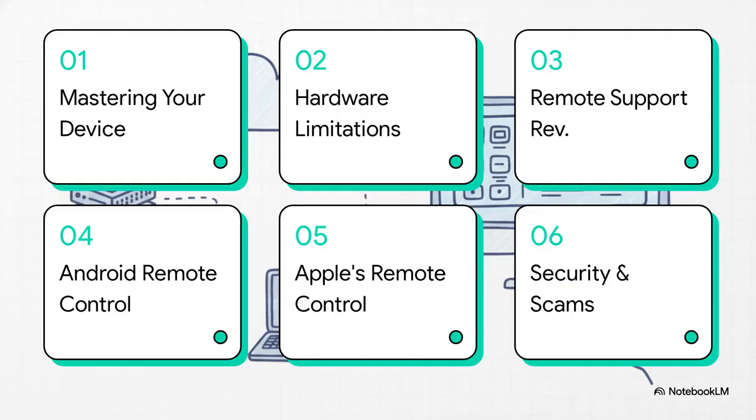All right, let's dive into the agenda for today's explainer. We're going on a bit of a micro to macro journey. We'll start with 1, mastering your own device, and 2, navigating hardware limitations. Then we scale it all the way up for 3, the remote support revolution. We'll dig into the details with 4, remote control for Android, and 5, Apple's native remote control. And finally, we'll wrap up with 6, security and scam prevention, because managing all this access safely is absolutely crucial.